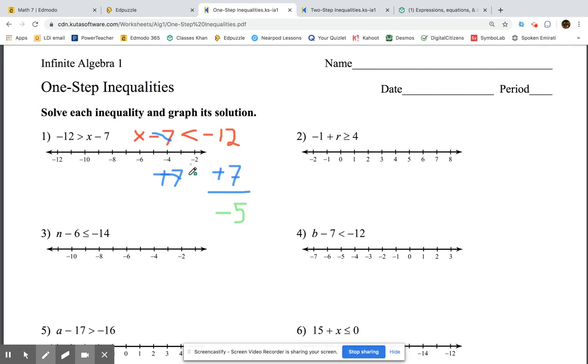And then we're going to bring down an inequality, and we're going to bring down the x. So that is our solution. x is less than negative 5. So now let's graph it.